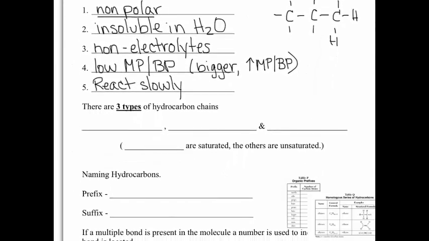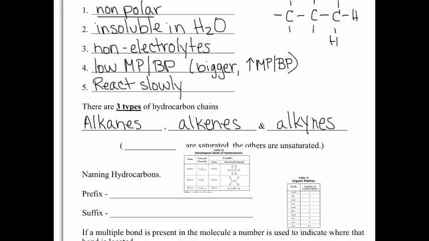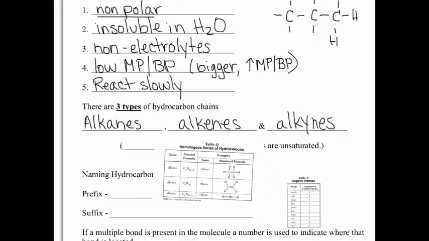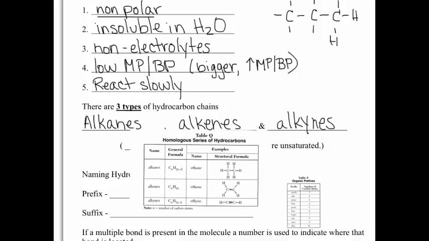All right, there are 3 kinds of hydrocarbon chains, and they are alkanes, alkenes, and alkynes. What's really nice is you don't really need to memorize those things because we have table Q. My table Q is really small. I can make it a little bigger for you, but the writing will go over it, so I'm going to keep it about here.